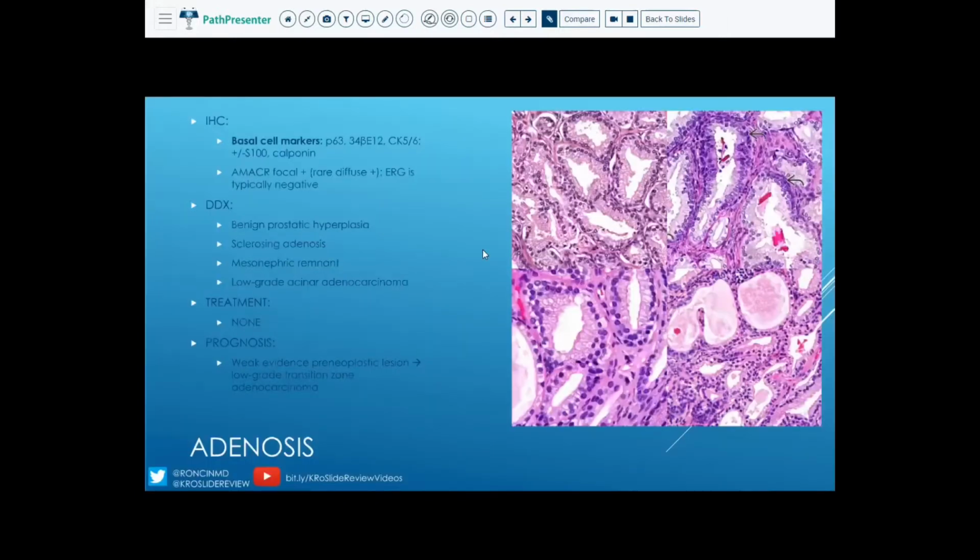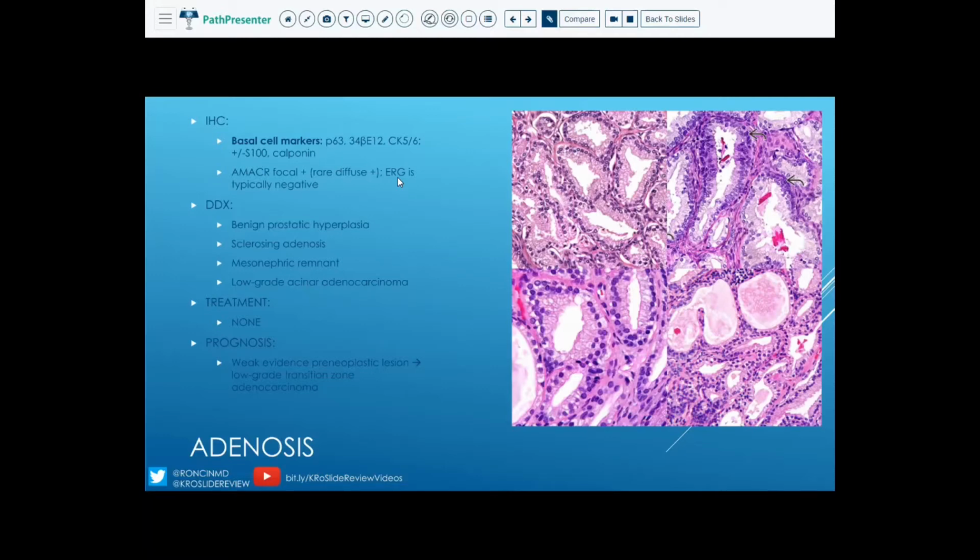And speaking of stains, your basal cell markers are not just limited to things like P63, your high molecular weight cytokeratins, which is what 34 beta E12 is. It's a high molecular weight cytokeratin. You can also try CK5/6, and it may or may not stain with S100 as well as calponin. It usually occurs focal, but it can be diffuse in very rare situations. And if you were tempted to try ERG, that's typically going to be negative.